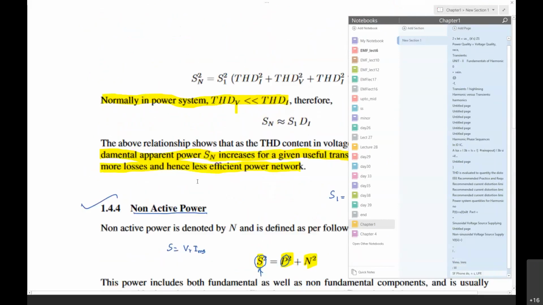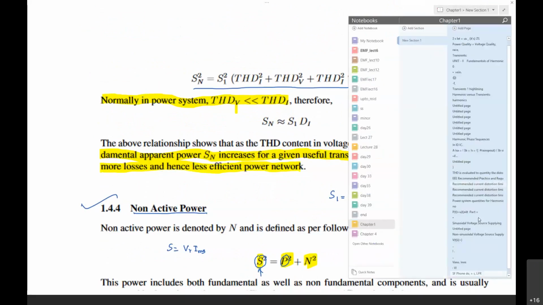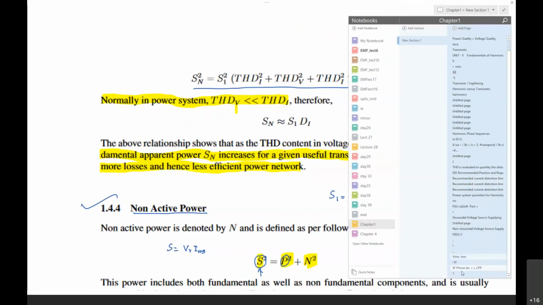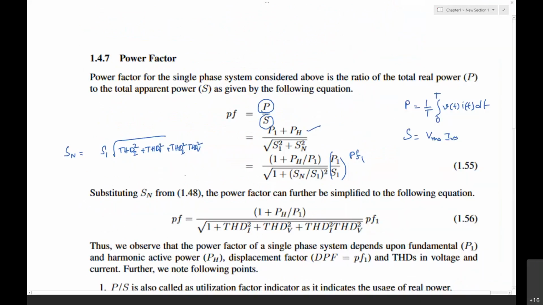Yeah, this is the term. Okay, this is the term, right? Then Sn square is equal to this. Now, in this expression, we can make a substitution of Sn as this equation. We'll be getting this particular expression: THD in current by THD in voltage plus THD I square plus THD O square.